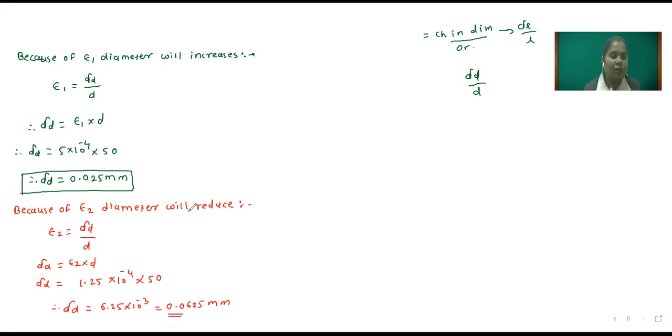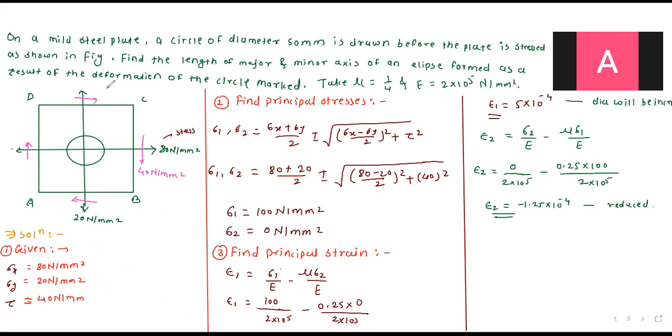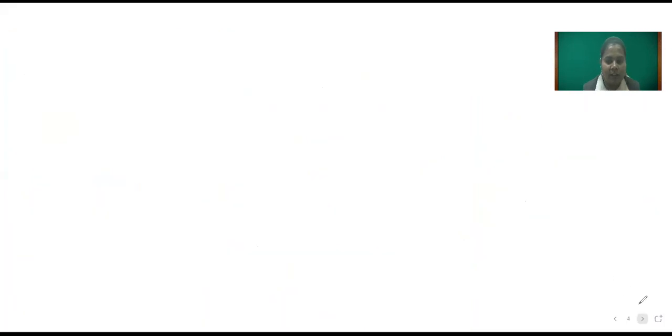Now you tell me which diameter we will select. Okay, so here the question asks: find the length of the major and minor axis. So we have to find out the length. So now we will find the length.